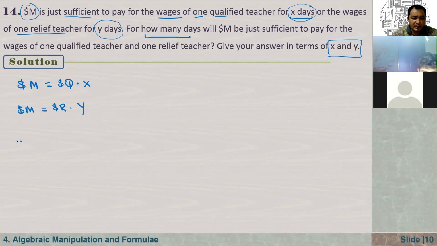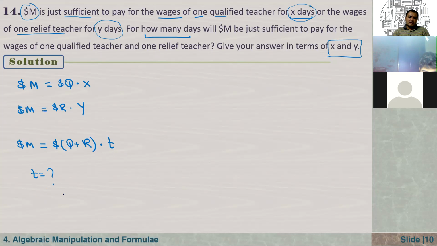The question is, how about if you're using the same amount of money and these two work together? That means that I need to pay for the qualified teacher and also I need to pay for the relief teacher, right? It will be enough for how many days? Let's say that number of days is T. So from here, the question is, we need to find the value of T.